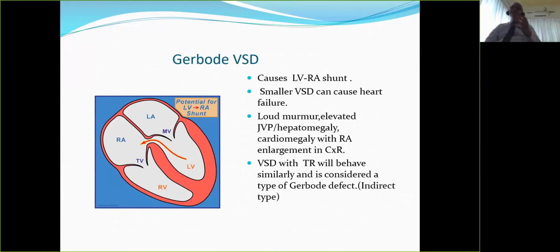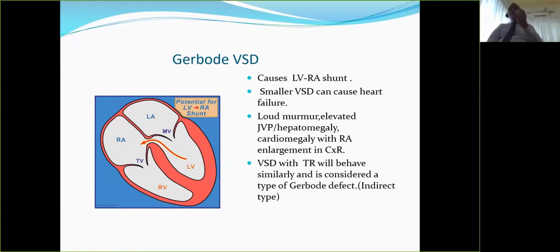There's a differently named VSD called a Gerbode defect. Now, if you look at the anatomy of the ventricular septum, remember the mitral valve is inserted into the septum higher than the tricuspid valve. So this portion of the ventricular septum is actually between the LV and the RA. So you could get a defect there, and if that happens, the shunt will occur from LV into RA. Even if that defect is small, it can cause heart failure because it is RA, a low pressure chamber, which is receiving this shunt at systemic pressure.